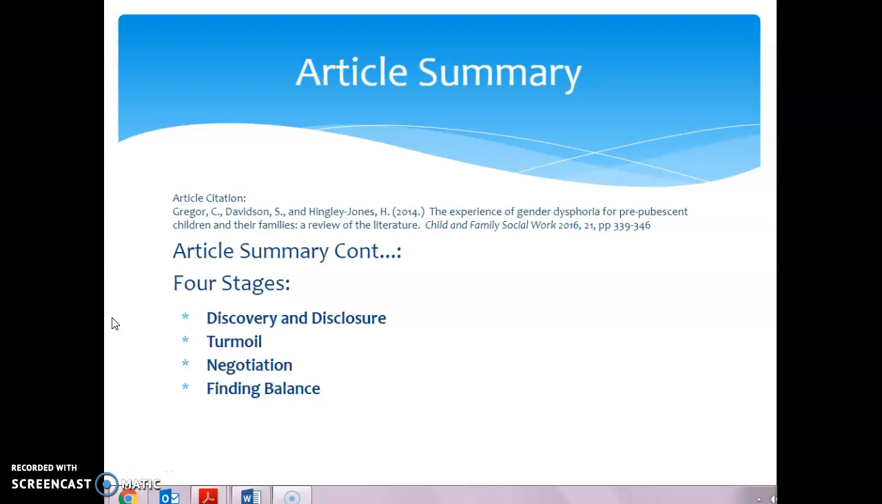The third stage is negotiation. This is the adjustment period. Families figure out how to navigate private and public life. The final stage is finding balance. This is identified as the resolution stage, where families become more understanding, and oftentimes the secret of having a child with gender dysphoria goes away.